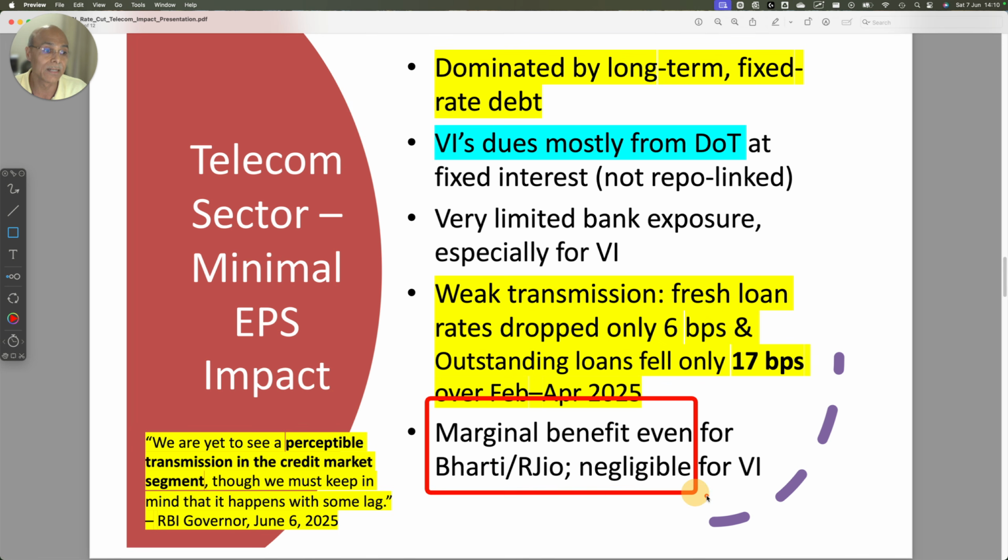So there is a marginal benefit even for Bharti and Jio, because these are long-term debt-driven companies. It does not matter; the short-term debts are not going to matter. What will matter for Bharti and Vodafone Idea is whether the consumers' discretionary spending capability gets impacted by a fillip in the economy because of the rate cut.